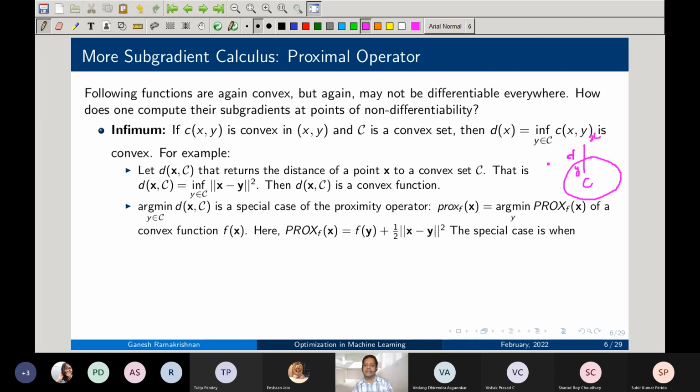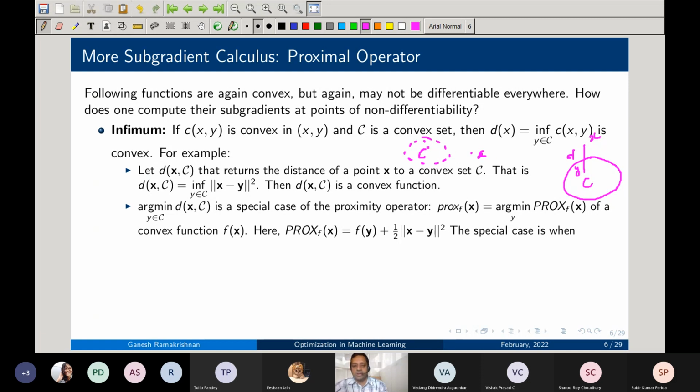So it's possible that this set C is not closed. It may be an open convex set. Okay, so then therefore we look at infimum. So let me show an example. A good question. Why infimum, right? So let's say my set C was like this. This is my set C, and my point X is in the same plane.